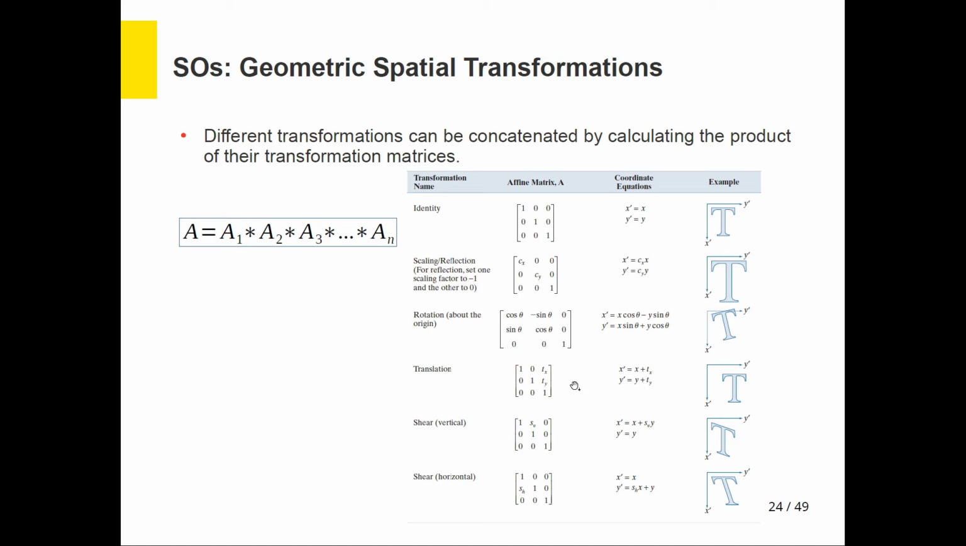We can have translation, for which the translation along the x and y directions are represented in the third column of the transformation matrix. We can have the vertical shearing and the horizontal shearing. For example, if you want to find the general transformation function for both scaling and rotation, you can simply multiply these two together to create that general transformation function.